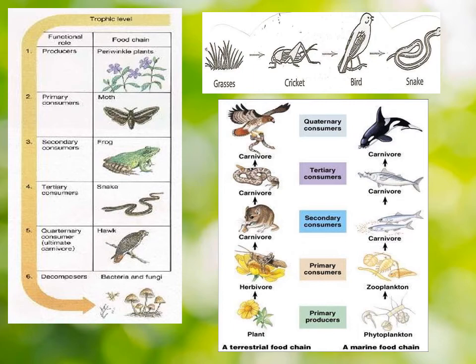And finally come the decomposers, which are nothing but bacteria and fungi. And one more food chain you can see: from grass to cricket, the cricket eaten by a bird, and the bird eaten by a snake. And down below you can see two different types of food chain, a terrestrial food chain and a marine food chain. Below the primary consumer, we have the primary producer, and from the producer the energy flows to the primary consumer, from the primary consumer to the secondary consumer, from the secondary consumer to the tertiary consumer, and from the tertiary consumer to the quaternary consumers.